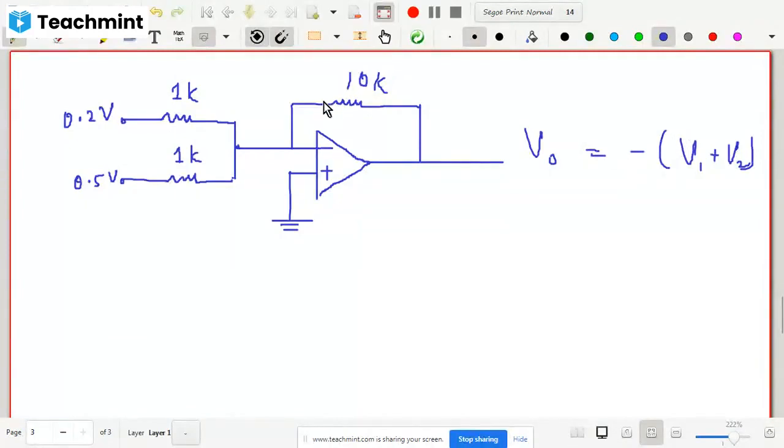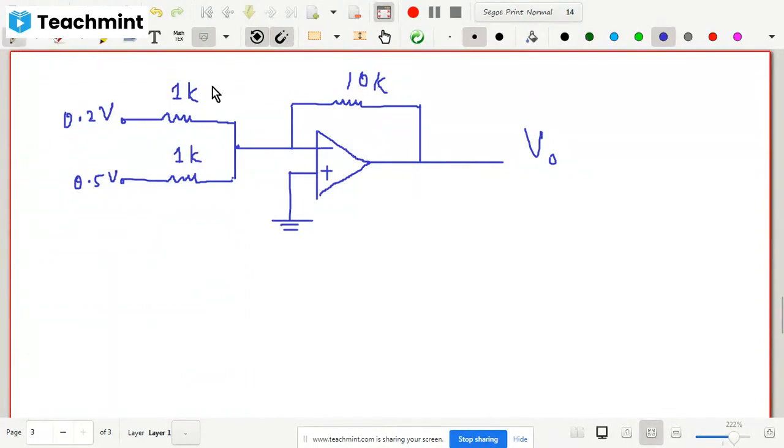But in this case, you cannot use this formula because RF is not equal to R1 and R2. Although R1 and R2 are equal, to be a proportional to sum, these should all be equal. Although they are equal, it is not equal to your RF. So therefore, you cannot use this formula directly. Instead, which one will you have to use? The previous one, which I have just now derived, that you need to use.